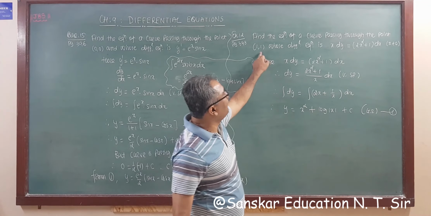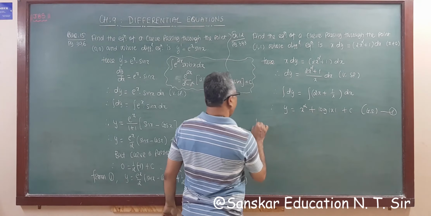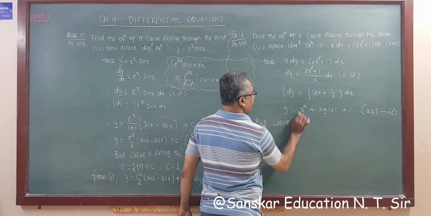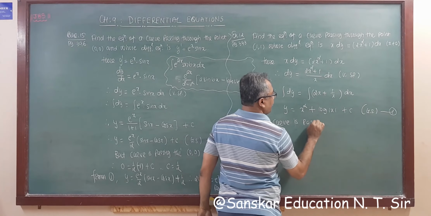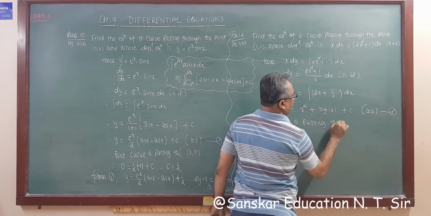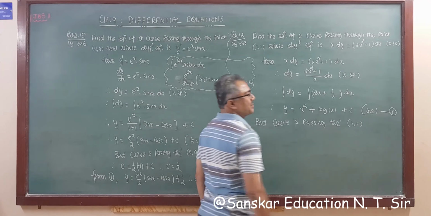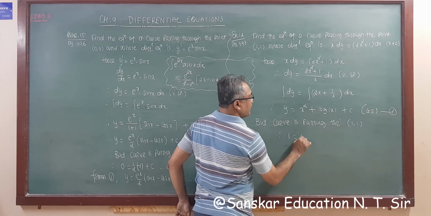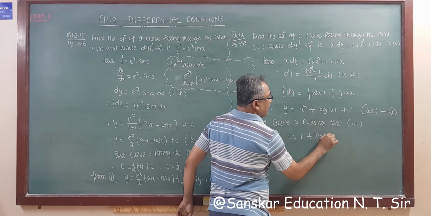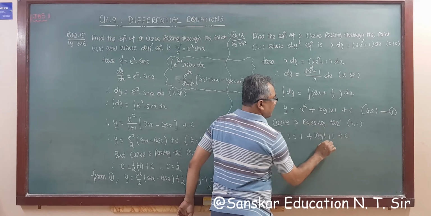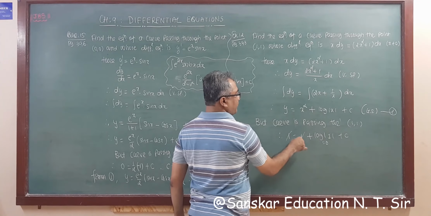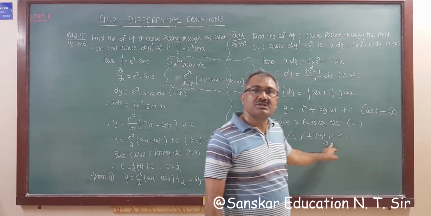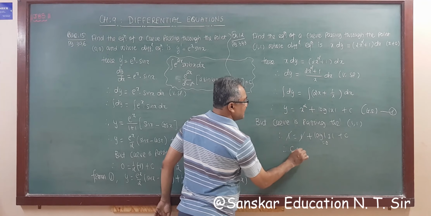Now the curve is passing through 1 1. So substituting x is equal to 1 and y equal to 1, we get 1 is equal to 1 plus log 1 plus c, but log 1 is always 0, right? So this 1 and 1 will be cut, this is 0. That means we get c is equal to 0. So therefore c is equal to 0.